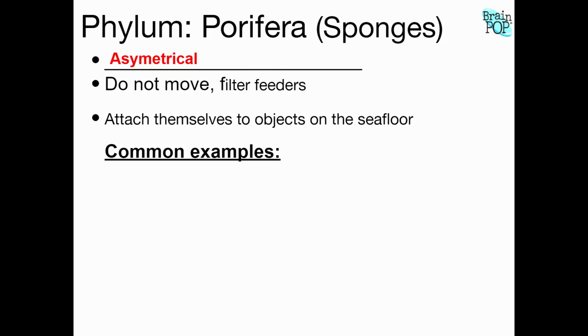You probably learned back in elementary school, maybe in math, what is symmetry? Yeah, something that has a pattern to its body, like two equal sides, or several lines of symmetry that you might be able to draw. Sponges don't have that. They are asymmetrical. That means they have no symmetry.